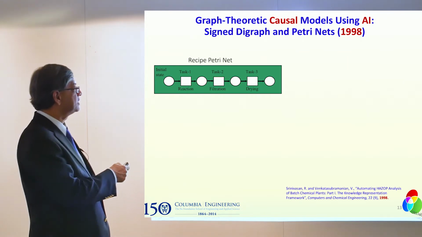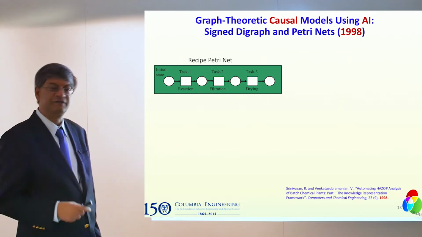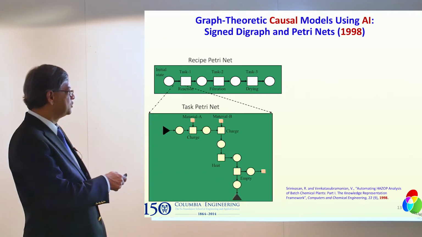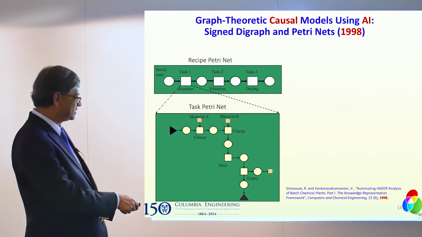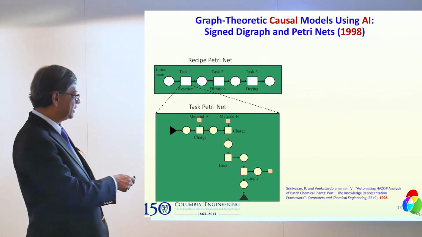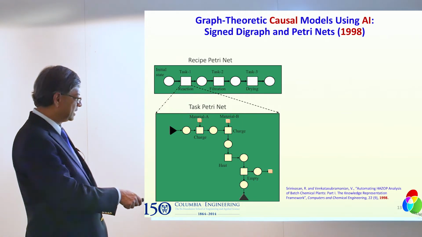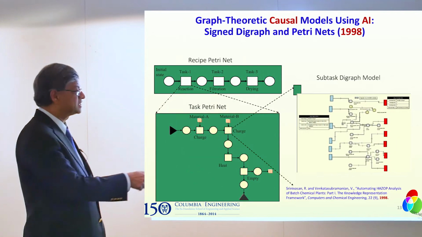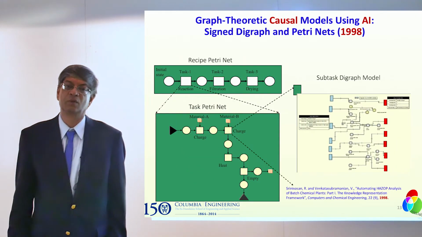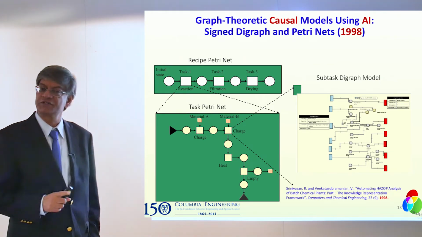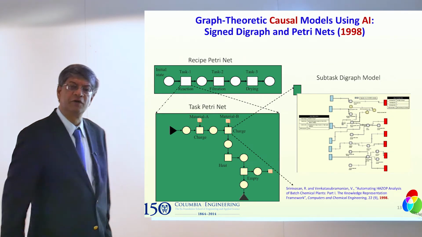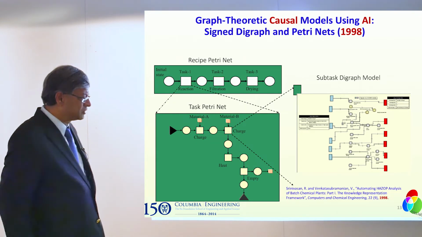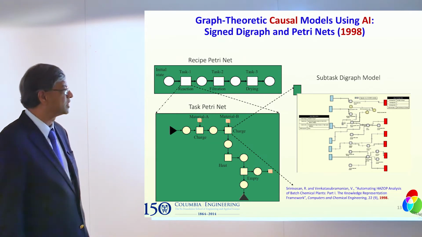This is a Petri net that models a sequence of tasks. And here you are doing reaction, filtration, and drying. And then when you zoom in on the reaction, it has a series of subtasks such as charging material A, charging B, heating, and then emptying, and so on. And then each one of these operations actually has a set of variables associated with it, which have causal interactions, which are all represented in the form of digraph. And so we showed how to do these kinds of things some 20 years ago.